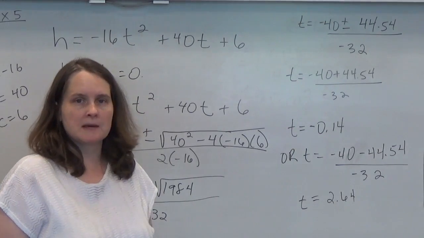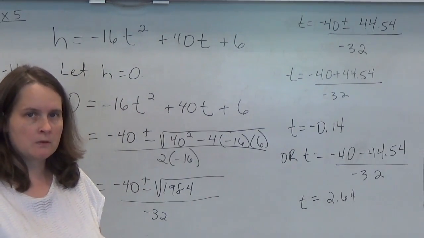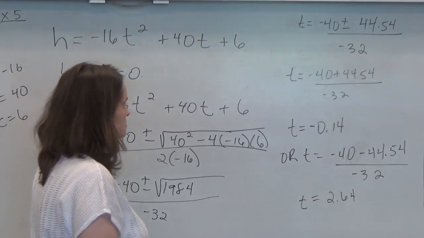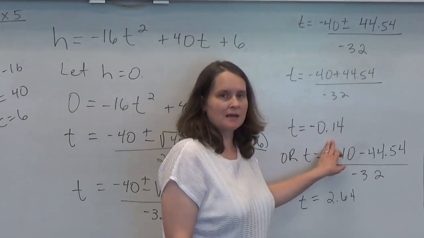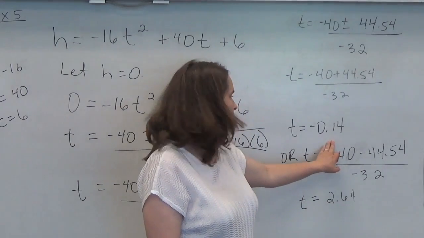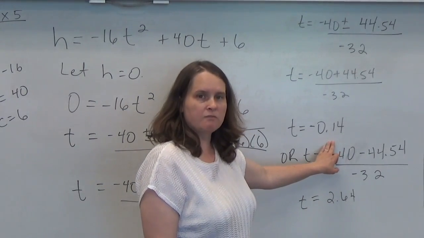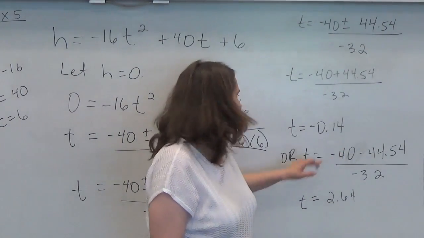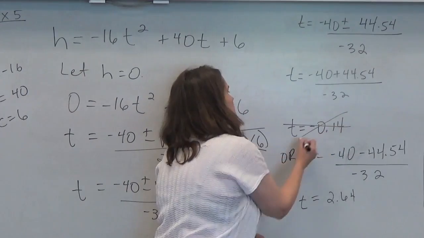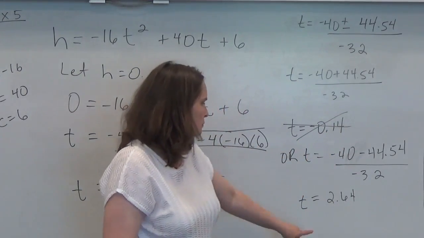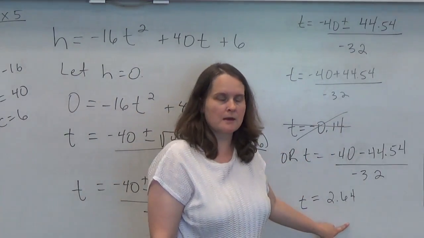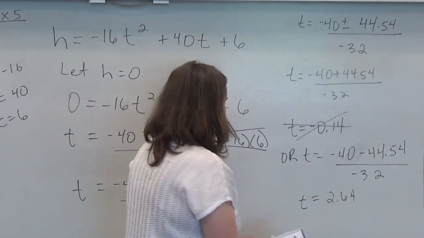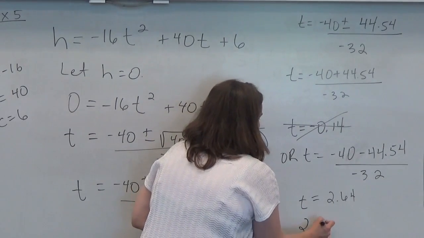Do both of those answers make sense in the context of this problem? We were asked how long is the ball in the air? Well, that answer does not make any sense. It's negative 0.14, that would be like having to go back in time. That's not going to make sense. So the negative answer we're going to toss out. 2.64 makes perfect sense. That makes perfect sense that the ball was in the air for 2.64 seconds. So our answer, 2.64 seconds.